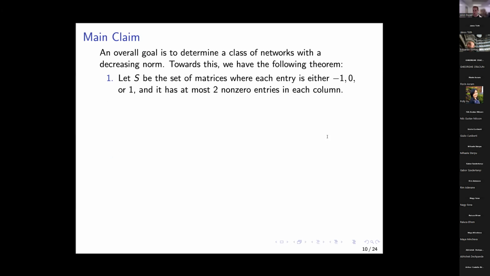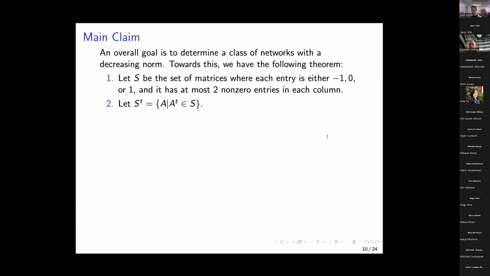So a few terms used in the main theorem. First, let S be the set of matrices with each entry -1, 0, or 1, and at most 2 entries in each column. So these are going to refer to some kinds of reaction networks. They essentially look like A back and forth B, B back and forth C, maybe A plus B back and forth empty set. And these are essentially things going back and forth into other things.